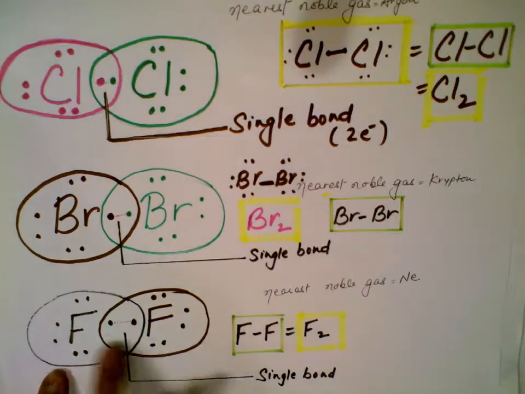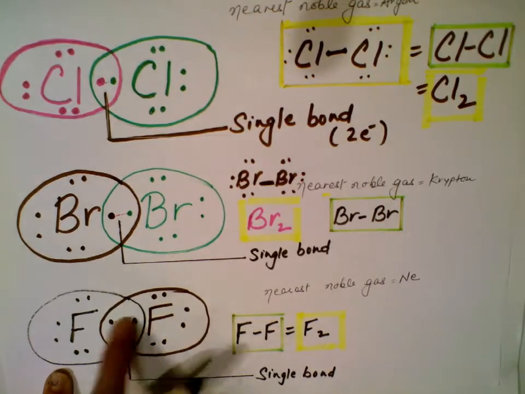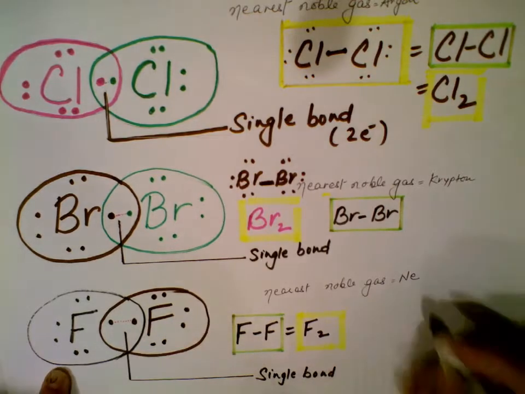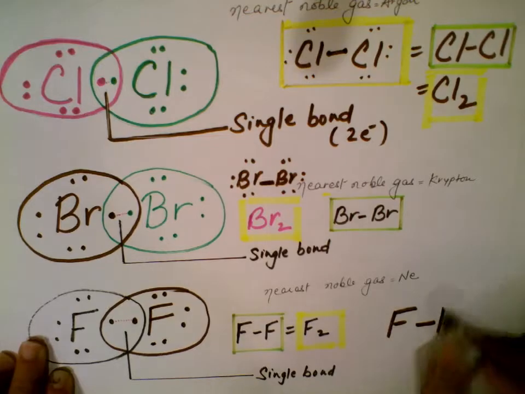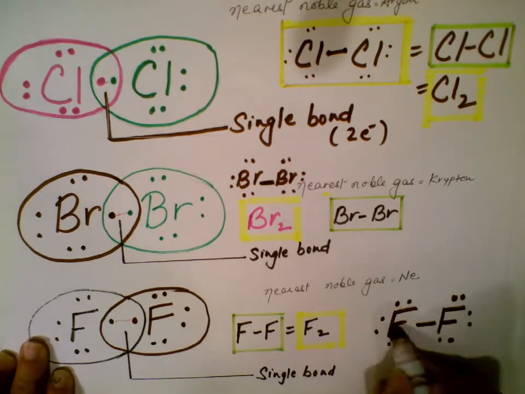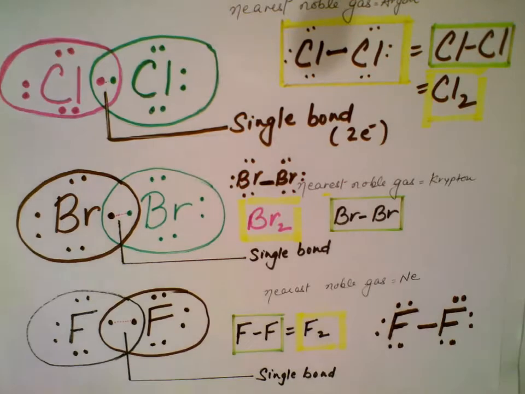You're going to do the same thing for this one. You show the single bond in the middle, and because these electrons are used in a bond, however these are unbonded, you're going to show them like this. 1, 2, 3, 4, 5, 6. But you know that altogether it is 8 electrons. So this is the Lewis dot for fluorine.